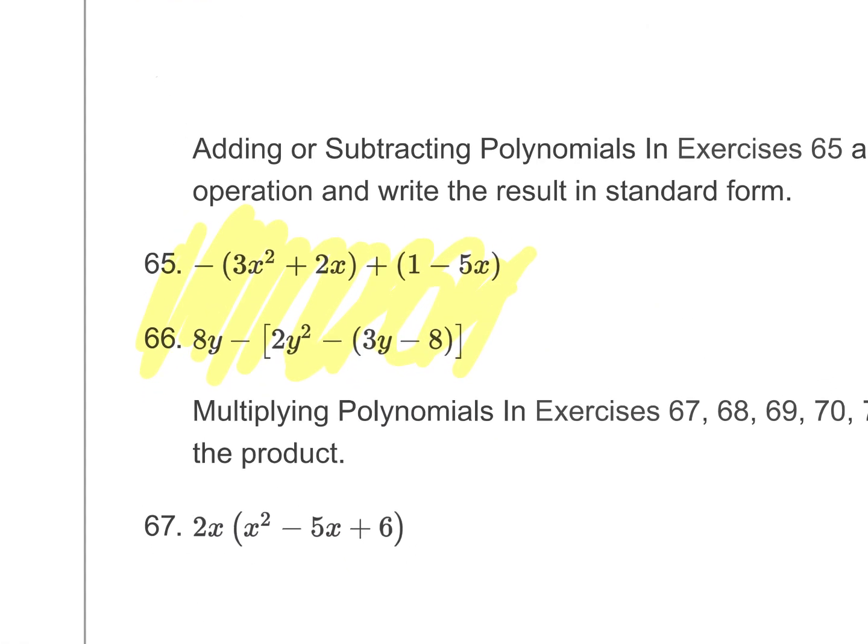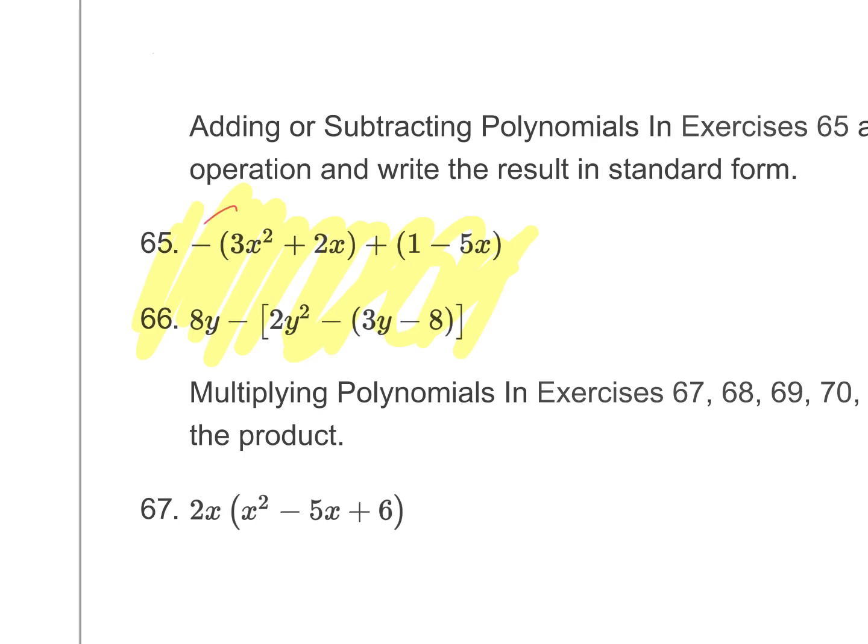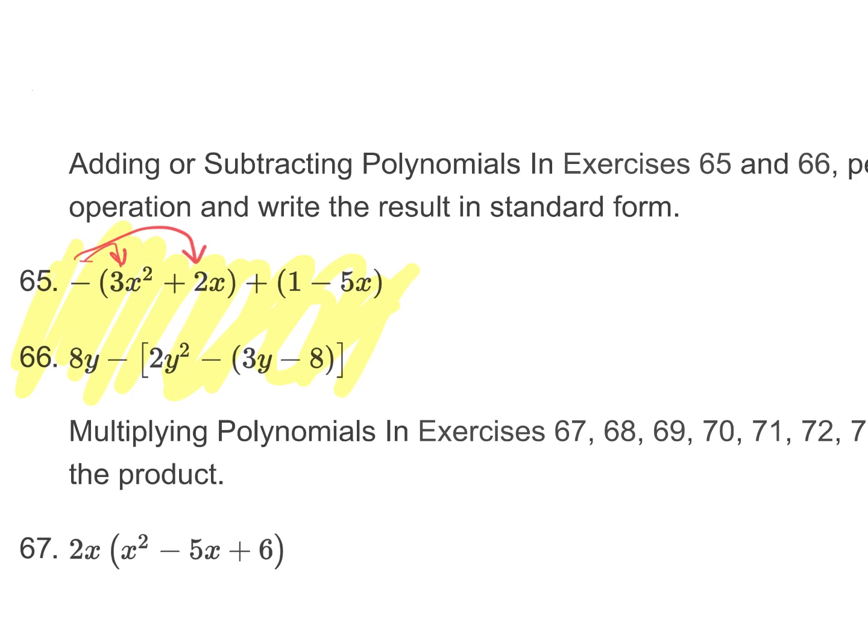All right, you guys are going to have a problem or two like this where you have to simplify, and it is just combining like terms. But there's going to be negative signs, and then when we see negatives, we're like, oh no, what do we do? When you have a negative sign in front of a parenthesis, what do you have to do with it first? You have to distribute to everything behind. So this is negative 3x squared minus 2x plus 1 minus 5x.